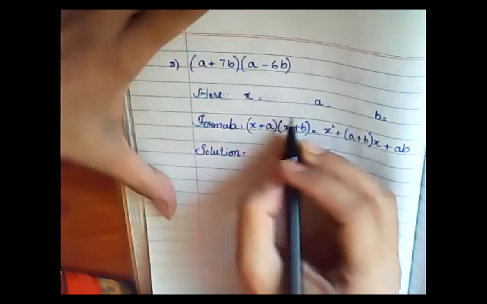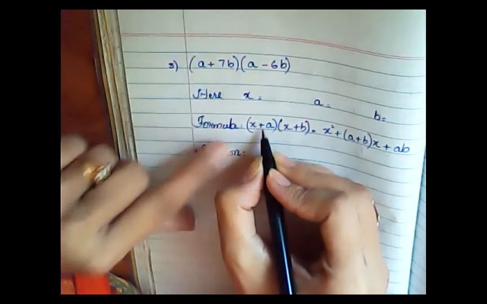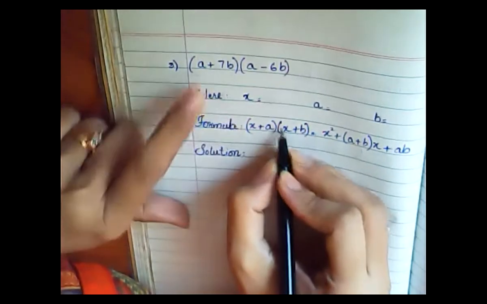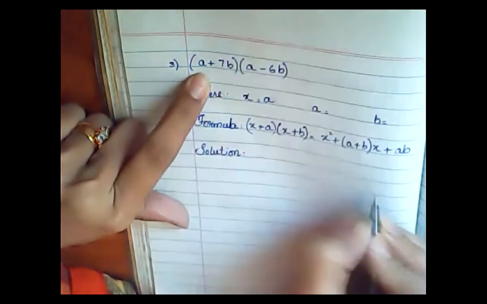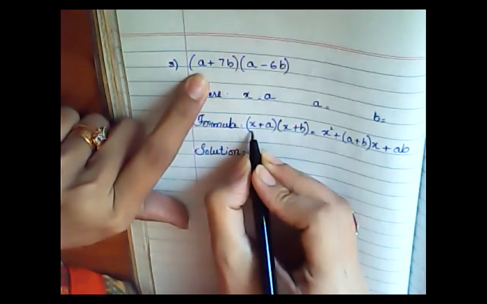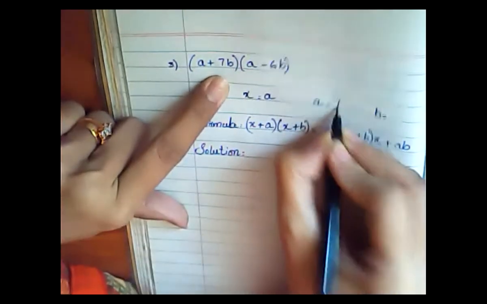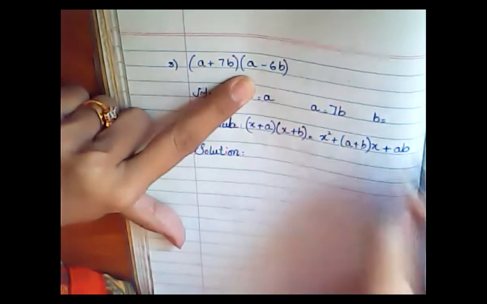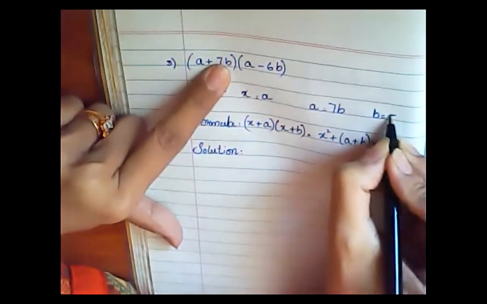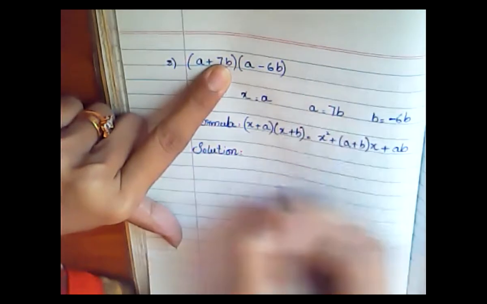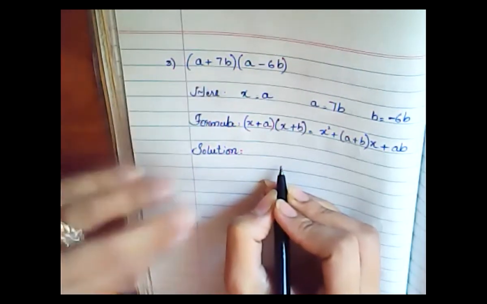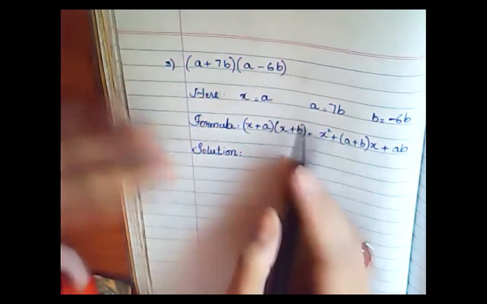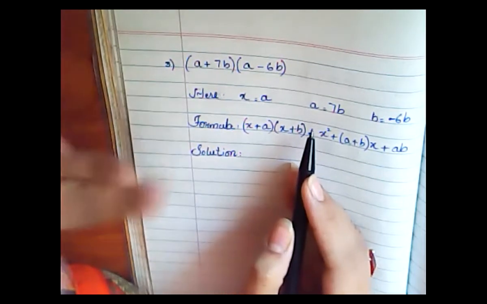Yes. Now, let's compare the question with the left hand side of the formula. Here x is equal to a. Look at the formula and look at the question. a is equal to 7b. And b value is minus 6b. Very good. We have just done the comparison over here.